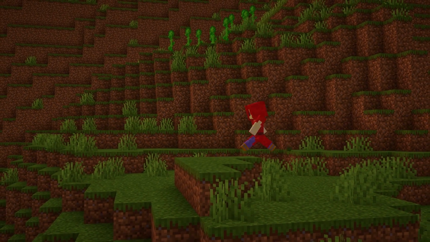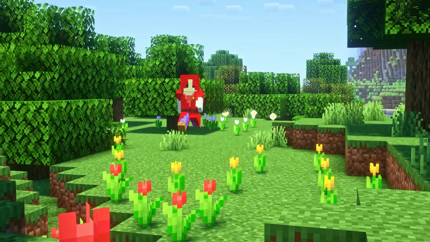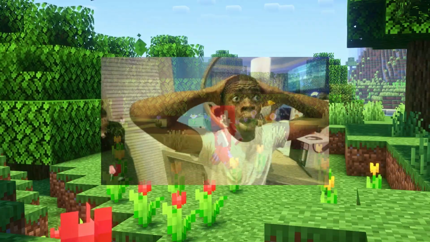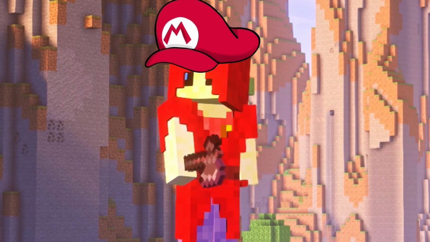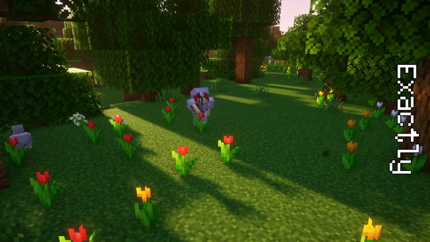Anyways, I feel like showing the tensors some love today, which is the topic of this video. Oh yeah, explained via Minecraft. Enough yap, let's go. Okay, so what exactly is a tensor?